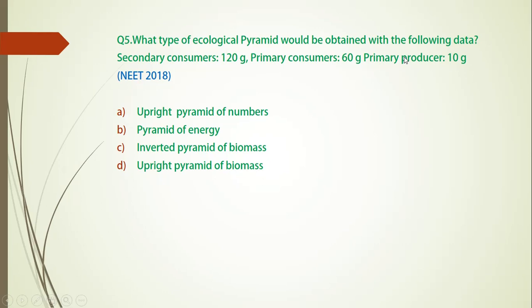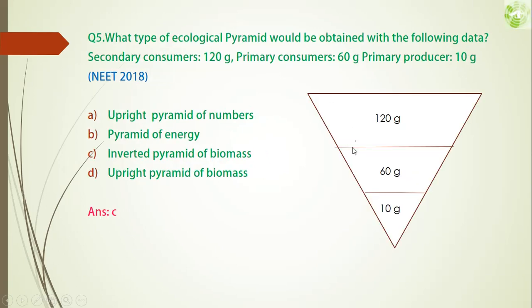As the pyramid has a primary producer of 10 grams, it should be narrow at the base, and the secondary consumer, that is the top level consumer, is 120 gram, so broad at the apex. Narrow at the base and broad at the apex. So this kind of pyramid must be an inverted pyramid of biomass. So the answer is option C.